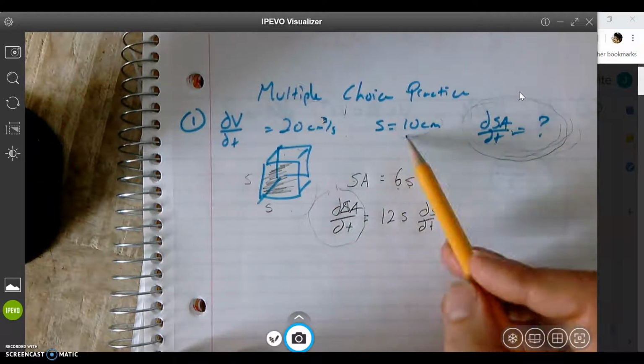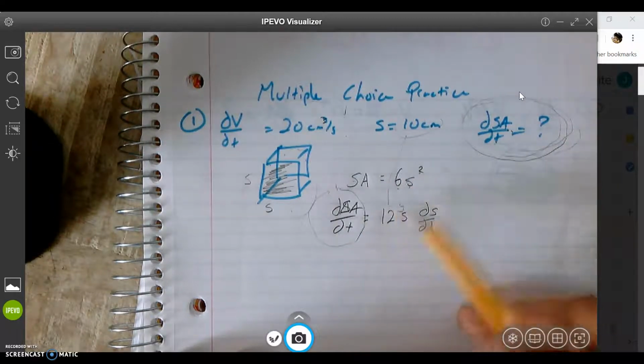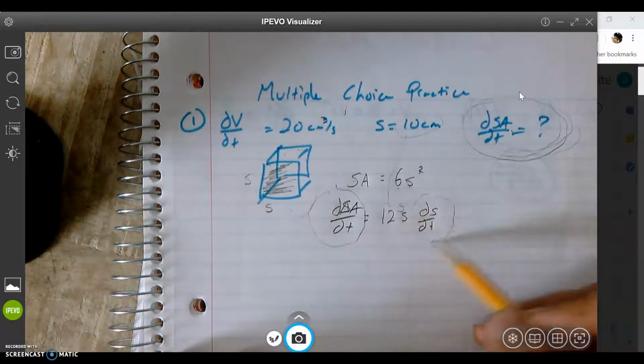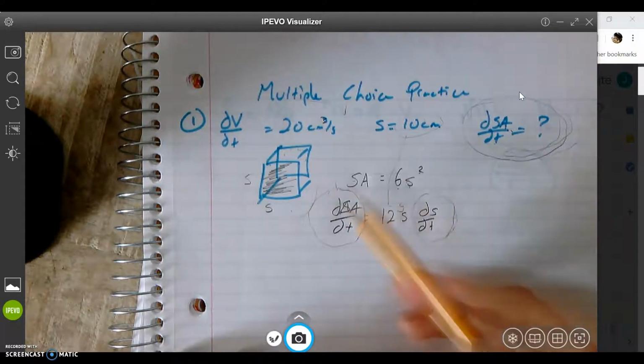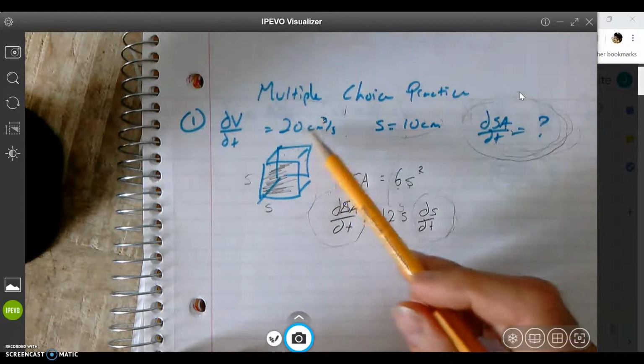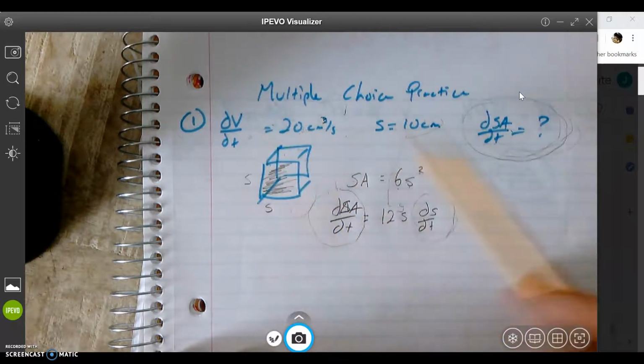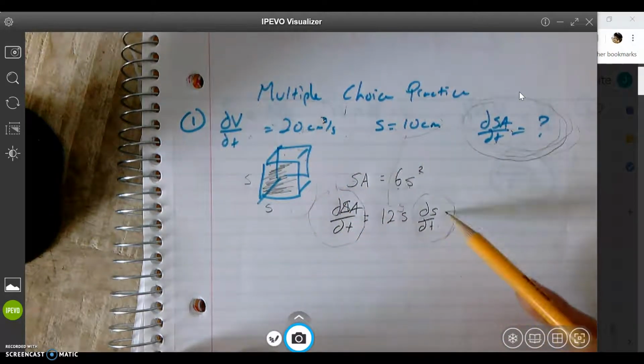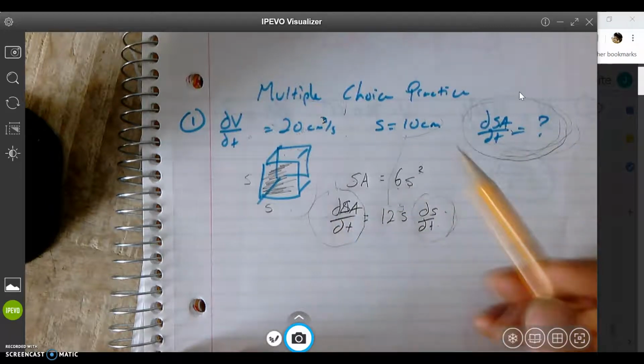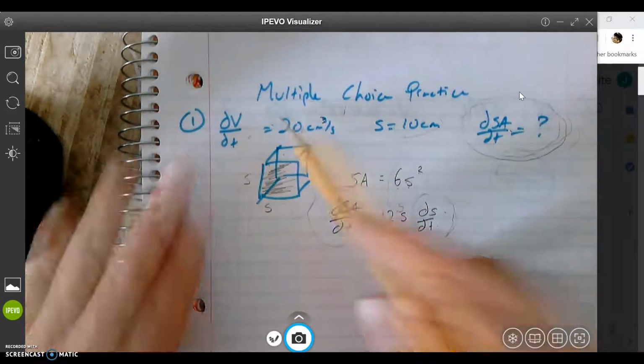This I know is 10, so I'm going to plug 10 in here. But ds/dt I do not know. So I need to get that because they gave me this information here to start. Maybe if I play with this, I can get my ds/dt, because that's the only thing I need in order to get my final answer. Okay? So see how I'm working backwards?